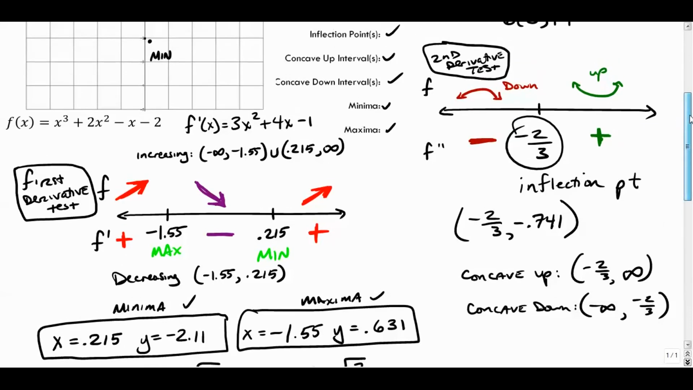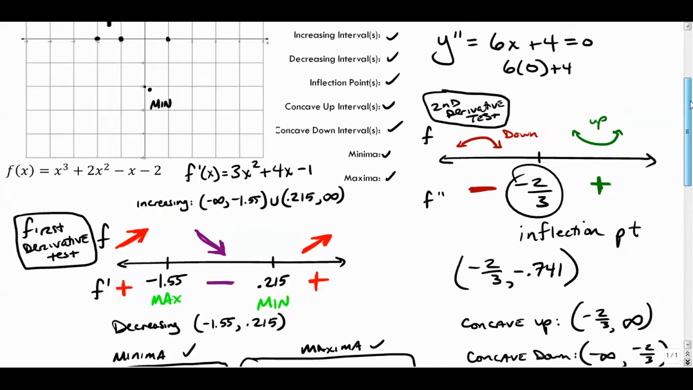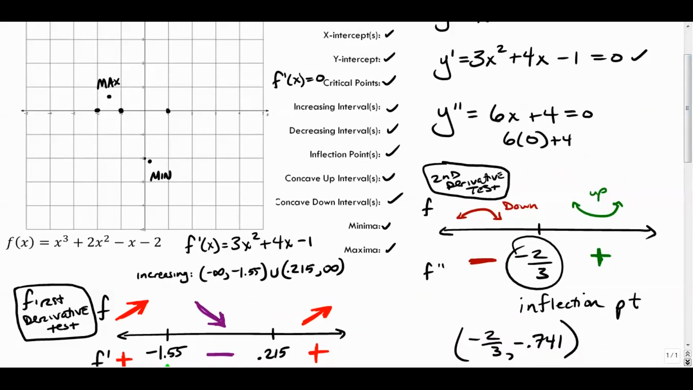Next thing we need to do is just graph. We're going to plot that inflection point. It's at negative 2/3, and so negative 2/3 is about right there. And we're going to go down about 3/4 of a unit. So it looks like right in here. The red one is the inflection point.